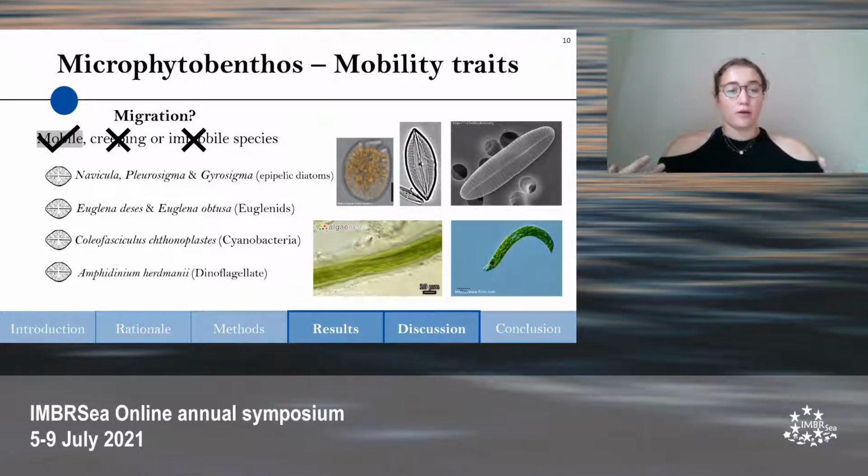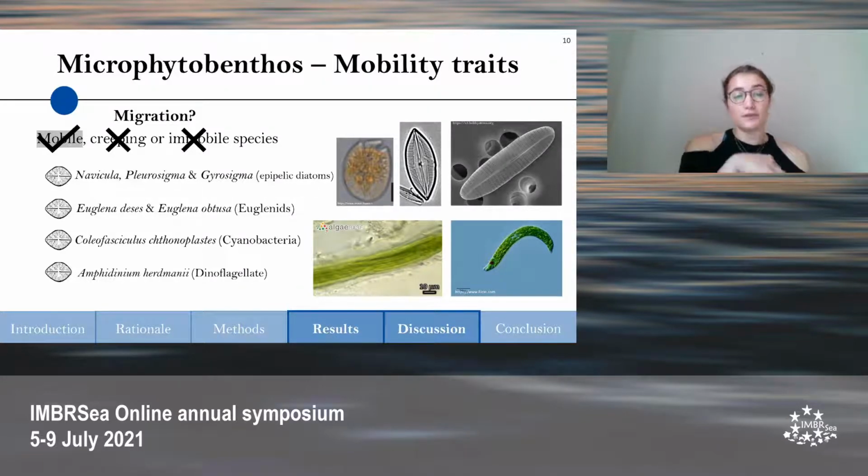So all of these species demonstrate a characteristic behaviour in the sense that they will migrate from the lower levels of the sediment up to the sediment surface at low tide during the day. They will remain at the sediment surface throughout the day, and then as the tide comes back in or as night falls, they will migrate back down into the sediment.